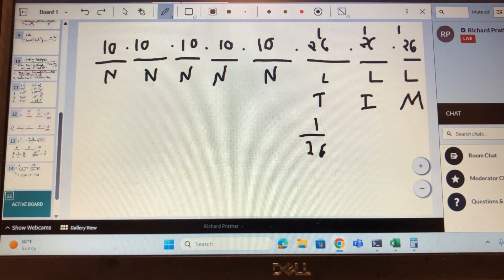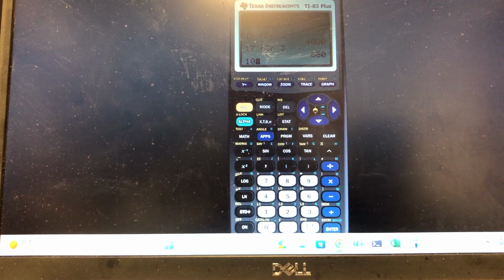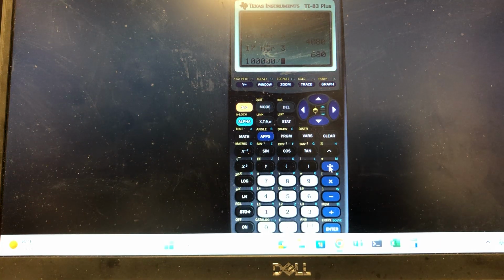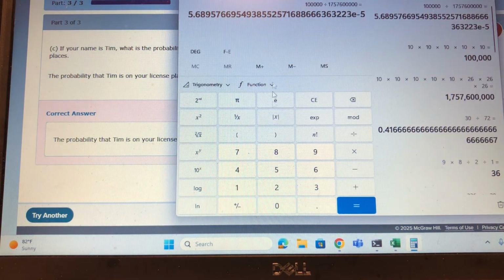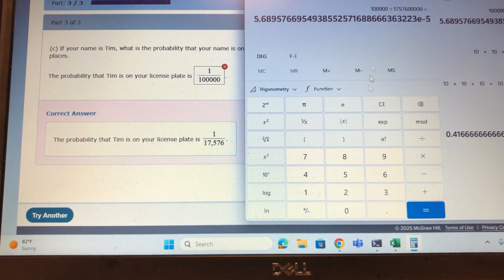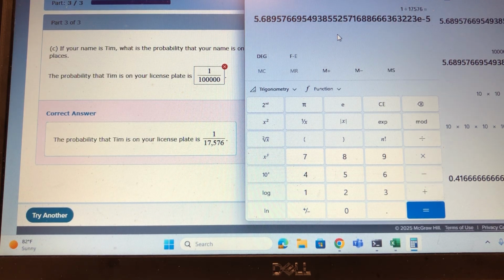But so if I have 100,000 divided by 1,757,600. Math, enter, does it reduce it? No, it still makes it a decimal. So apparently you can do a reduced fraction because that's what they're saying the answer is. But see how I got 5.6 e negative 5. If I do their answer, it should have the same decimal version. See, 5.6 e negative 5.